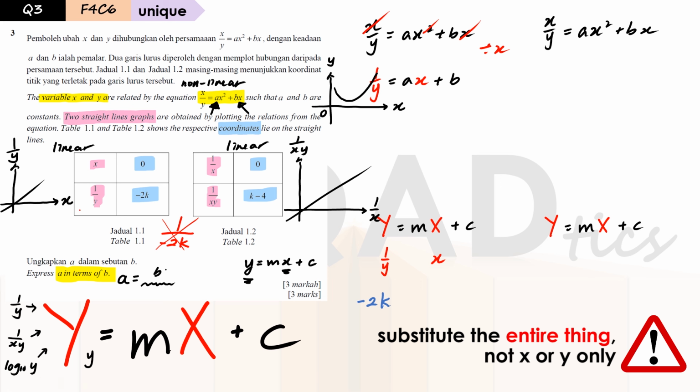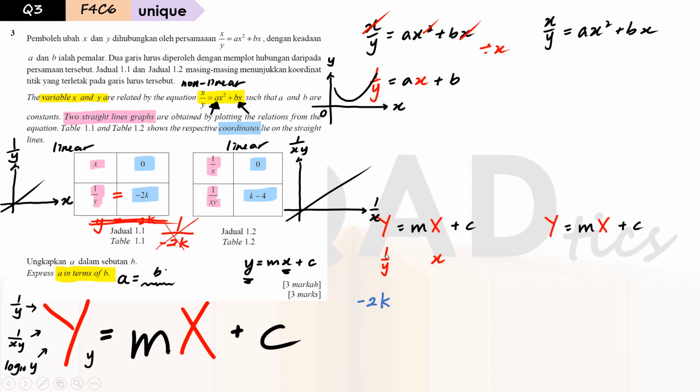Because now it's 1 over y equals to negative 2k. It's not y equals to negative 2k, so we're not using this one. So 1 over y will be negative 2k, and the x value here would be 0. If we simplify this equation, you will notice that this a disappears. So we are only left with b equals to negative 2k. Now we have found out the value of b already.